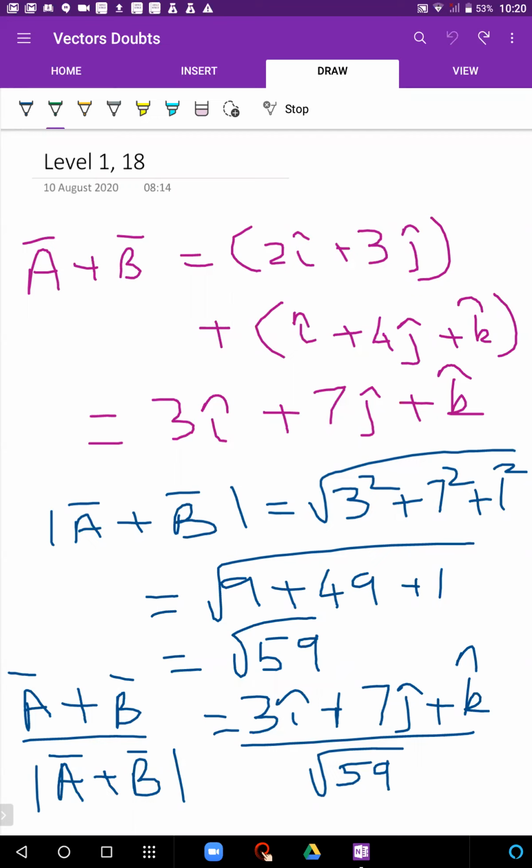Vector से magnitude हटा दो, yes, r cap is r vector by r magnitude, वैसे ही जैसे हमने किया ना, a cap is a bar by magnitude of a. That is the formula for finding a unit vector. उस वेक्टर को उसके मैग्नीट्यूड से बस डिवाइड कर लो, फाइन. So जो आंसर, हाँ, a प्लस b का जो आंसर है, that by root 59 is your answer.